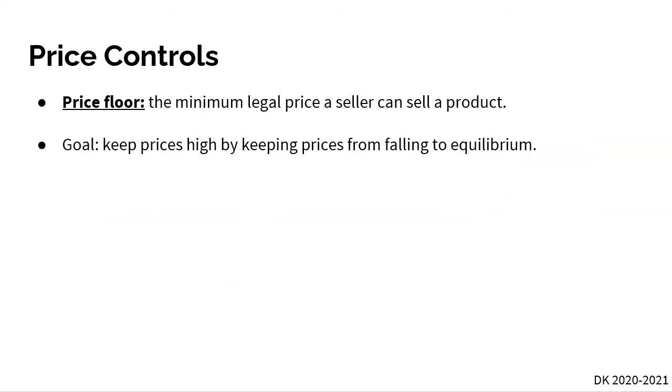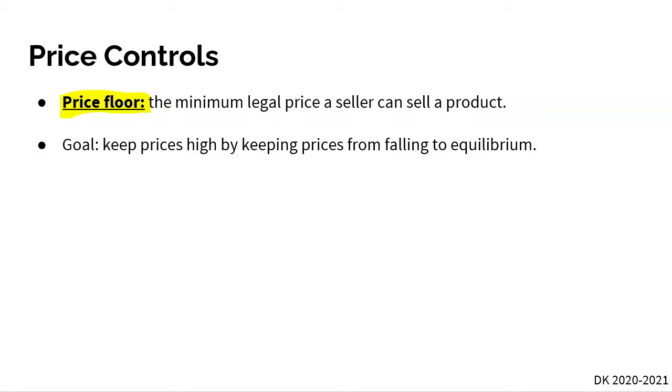The second price control is a price floor, which is basically the exact opposite of a price ceiling. If the goal of a price ceiling is to prevent price from going too high, the goal of a price floor is to keep prices from going too low. So it's the minimum legal price a seller can sell its product.